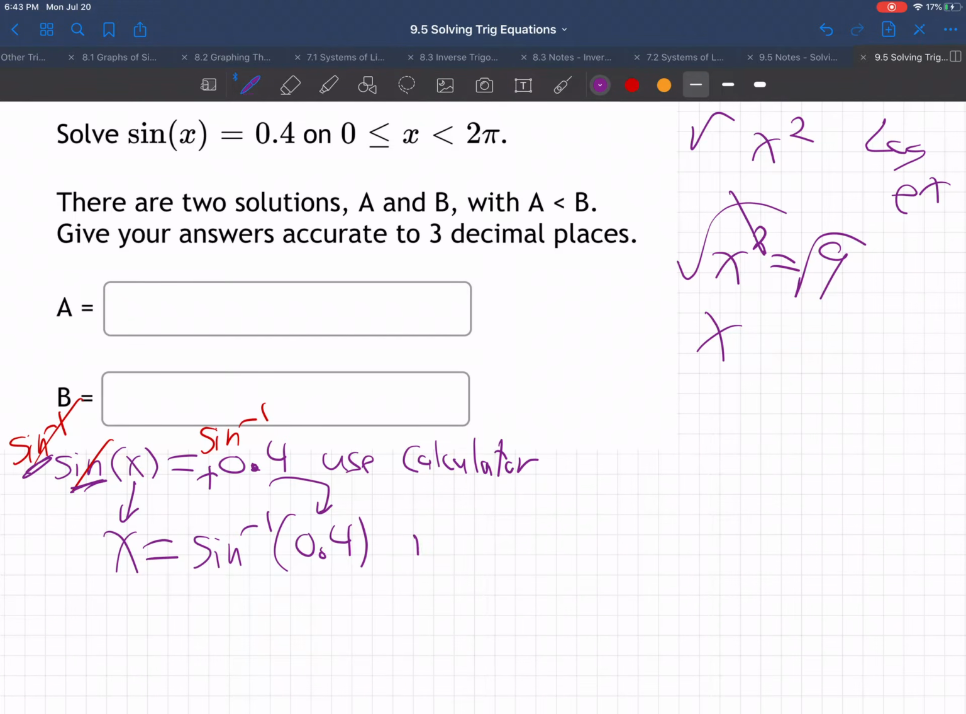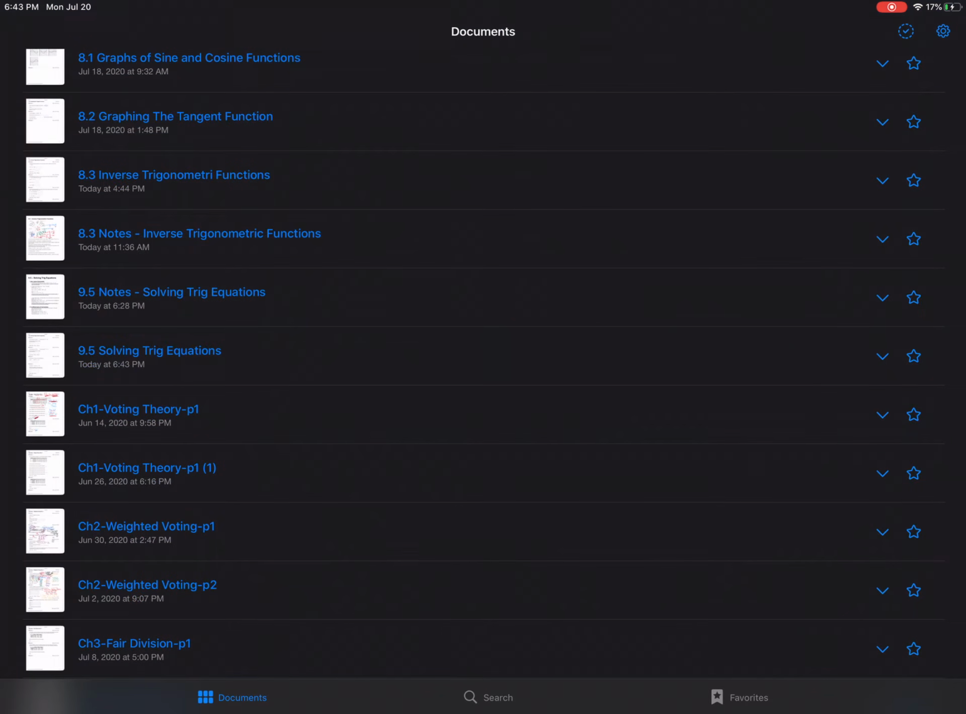Now, make sure you're in radian mode on your calculator. It's always radian mode. So I'm in radian mode. I'm going to hit sine inverse, 0.4. I'm getting x equals 0.4115. So there we go. So that's x. Now, what do we do with that answer? Well, we're not done yet. That's not the whole story. Obviously, there's supposed to be two answers. So let's go back.